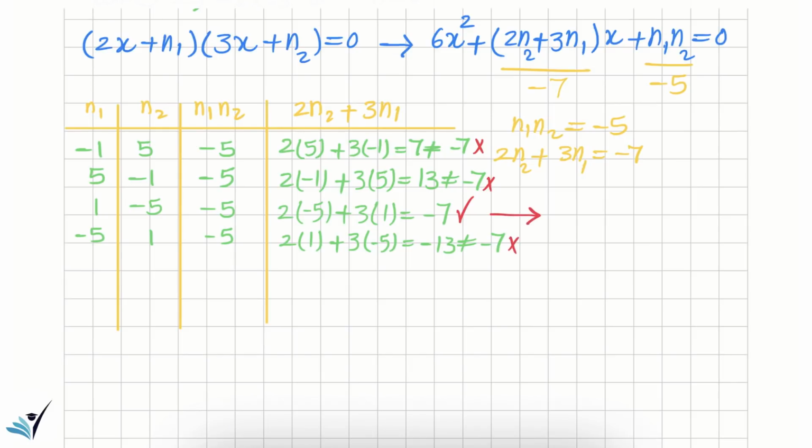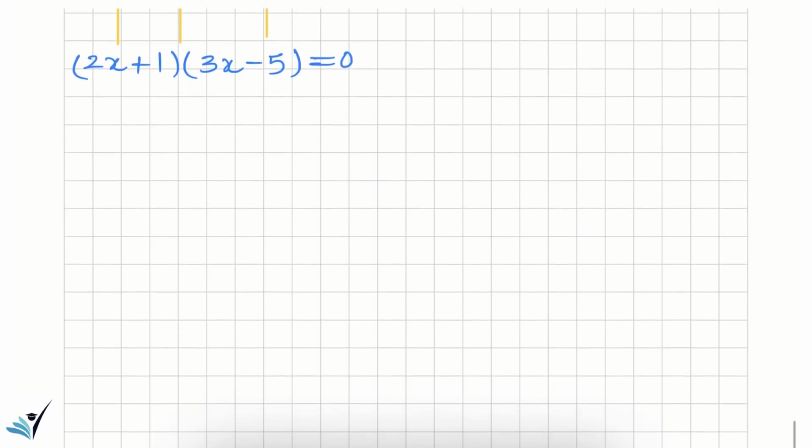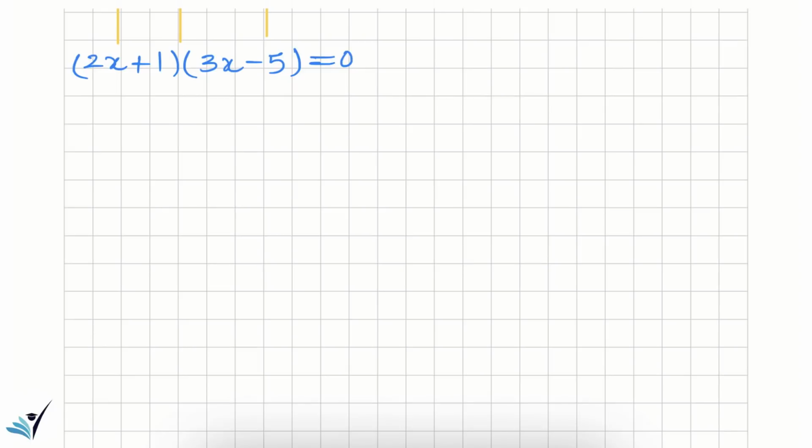So what we found here is that n1 has to be 1 and n2 has to be -5. So let's go ahead and replace these numbers into the factored form up here. So we have (2x + 1)(3x - 5) = 0. Because the right hand side is equal to 0, each of these factors has to be 0.